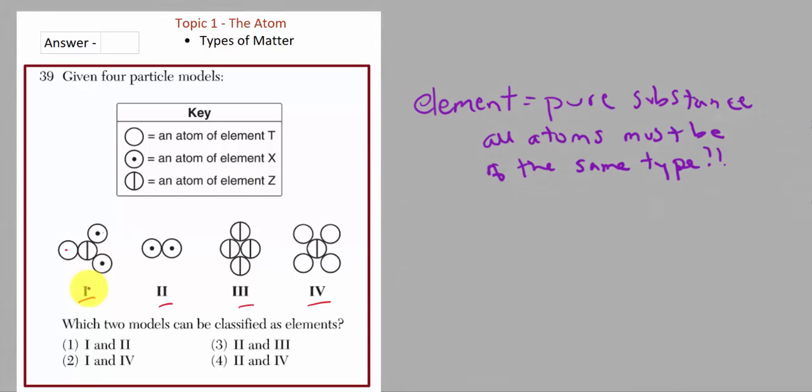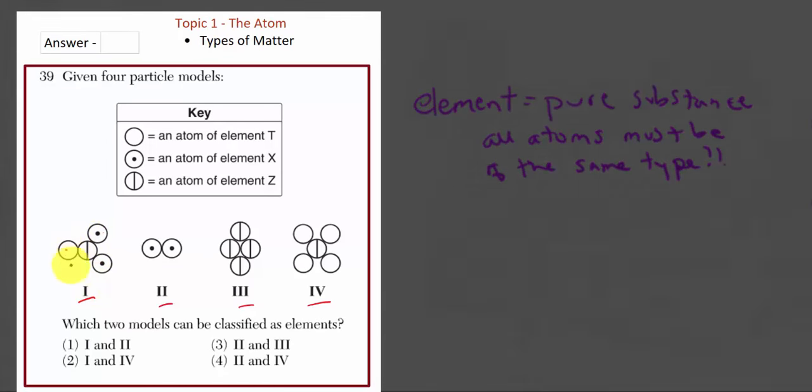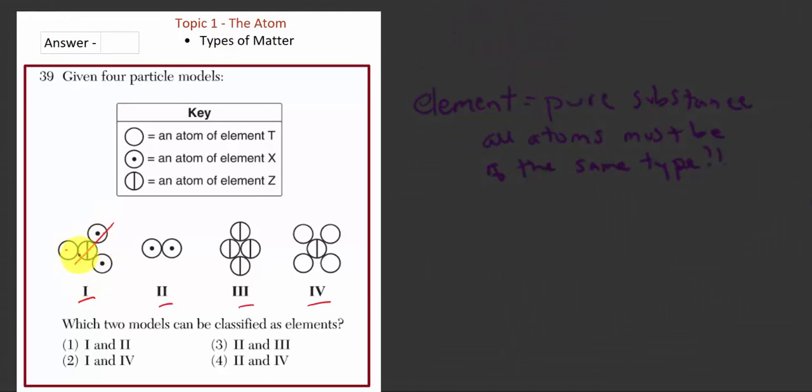So let's analyze our diagrams. Diagram number 1, we have all 3 different types of elements present, so that is not a pure substance. Diagram 2, we have only 2 element X particles here, so that one qualifies. Diagram number 3, I have 4 atoms that are all the same type, so that qualifies. And diagram number 4, I have 2 different types of elements here. I have a couple of T's and I also have a Z, so that one doesn't work. So our answer is 2 and 3. That's reflected in choice number 3.